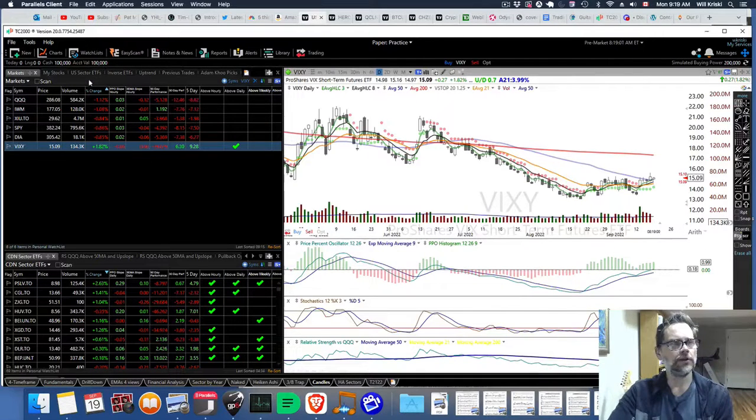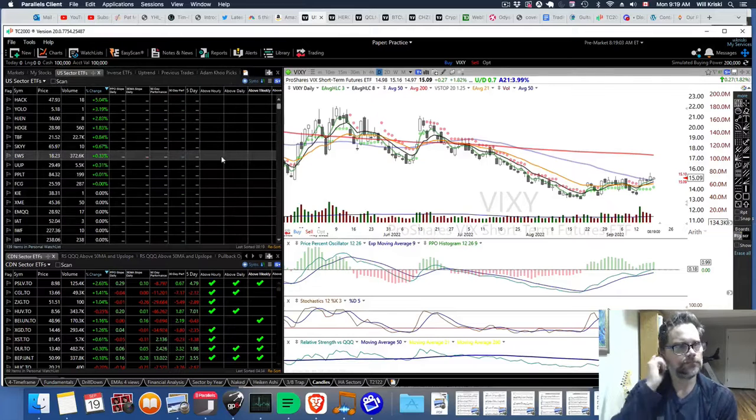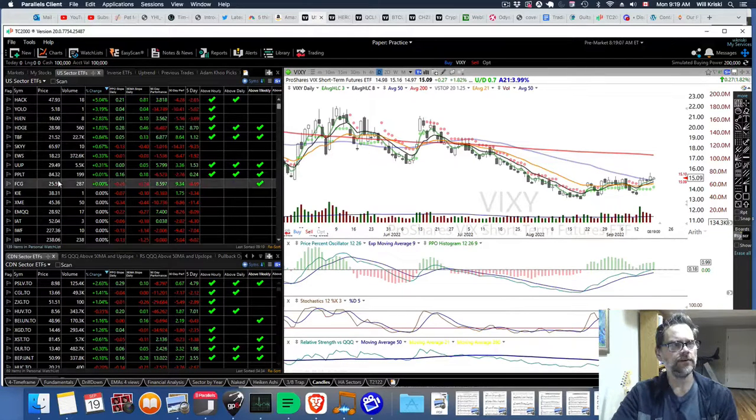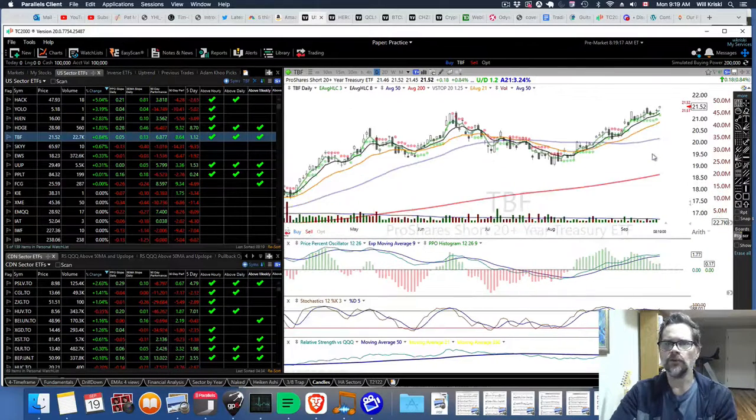From there, I usually go to US sectors. Again, this is the pre-market, so these values are quite often a little bit crazy in the morning for some of the stuff, with only a few small volume here. But one of the things that keeps going up is the 20+ year Treasury ETF, which is TBF. It's the opposite of TLT. It kind of goes up when the interest rates go up.